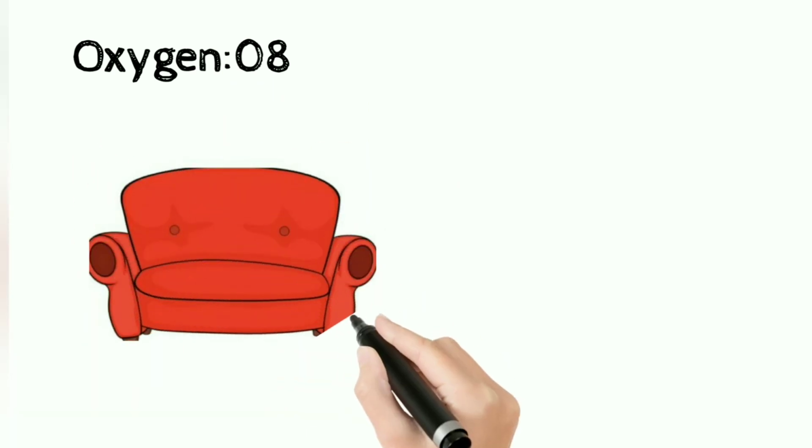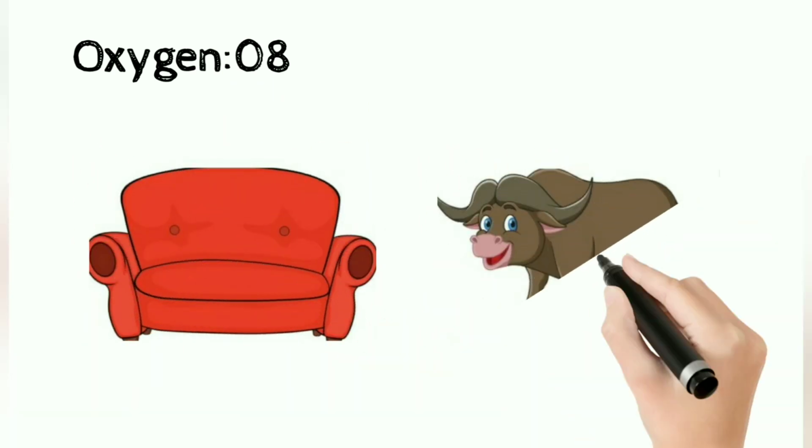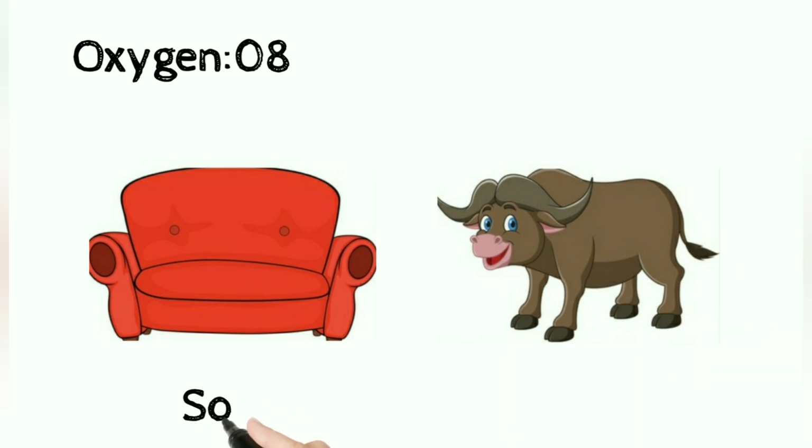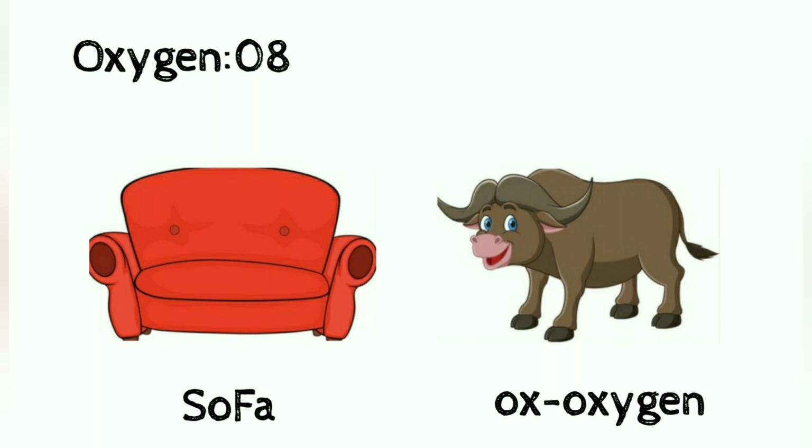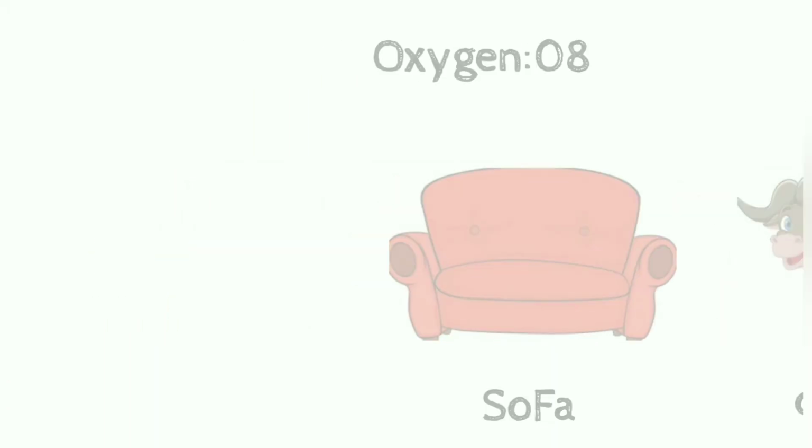Oxygen with an atomic number of 08. The peg word here is sofa. Here the story is like, think of a huge ox, the animal, lying on the sofa watching TV. So whenever someone asks you what is the element of atomic number 8, you should first remember the sofa. Then what is lying on the sofa? An ox, an animal. So from ox you can easily come up with oxygen.